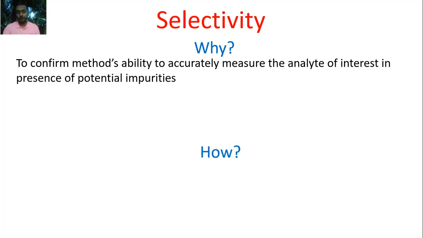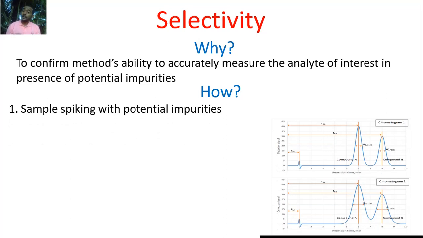So how do we do that? The first thing you might do is prepare a solution of your standard drug, standard analyte, then you spike it with some potential impurities. Then you determine your drug in the presence and absence of these impurities. Then you monitor your drug peak, the response, the area, the height, the shape, and see if there is any change or not. You might also look for whether there is another peak for the impurity.